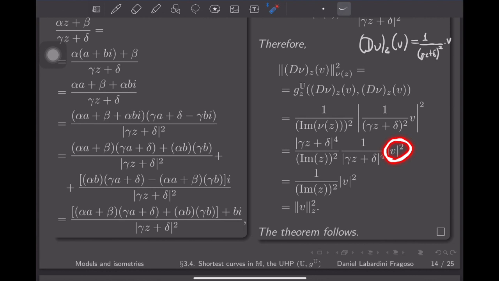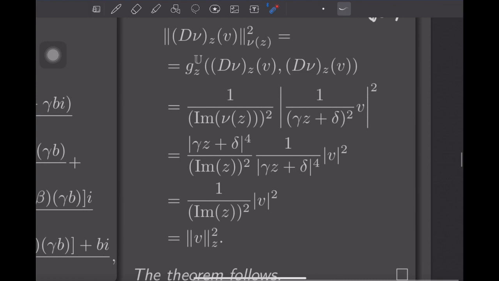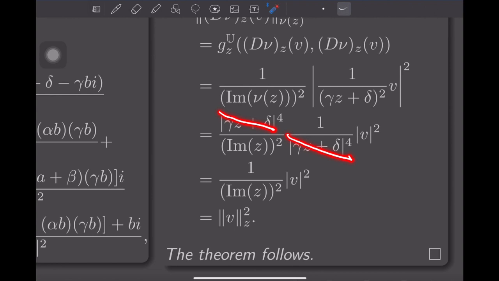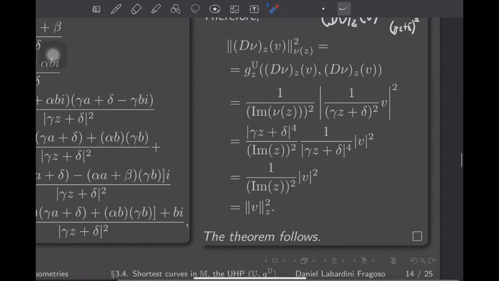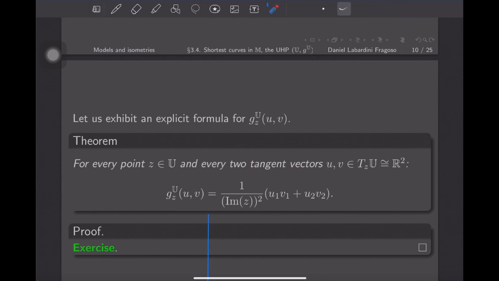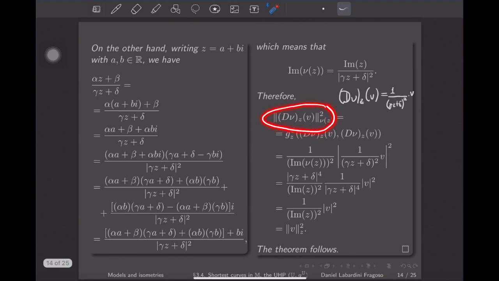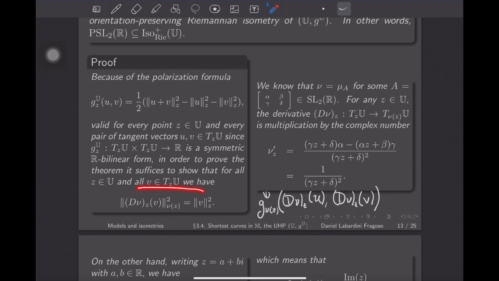Yeah, and then here, this imaginary part, you see I substitute. So this has to be on top, but I have a square here, so a fourth, and this has to be on bottom, but then squared, and there is a cancellation. This goes away with this, and this survives. But you see, this is precisely this expression, but for u equal to v. So it's just the inner product of v with itself, which is the norm square. And so I proved that this norm square is equal to this norm square, and then, as I said, the theorem follows, because this equality sufficed to have the equality I wanted, because of the polarization formula.